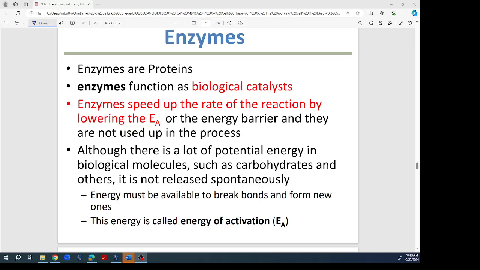So the last part of chapter 5 is about a really key protein in our body in the world of biology, and those are enzymes. So enzymes are proteins, and what they do is they speed up chemical reactions. They are biological catalysts. You might say that they drive chemical reactions.